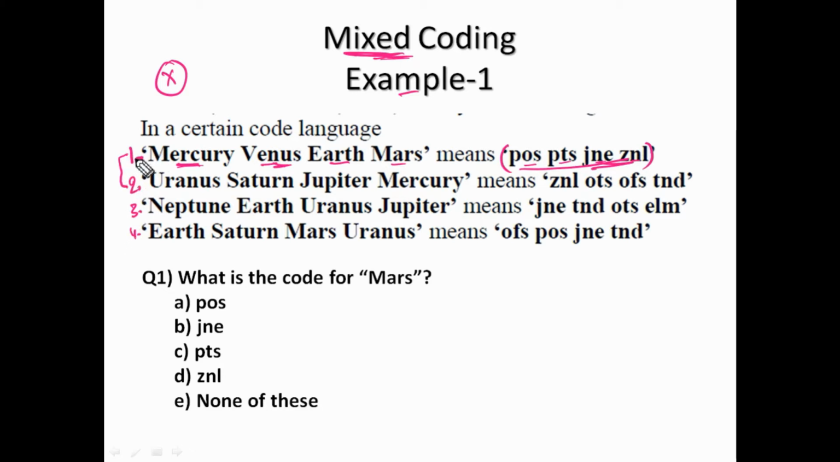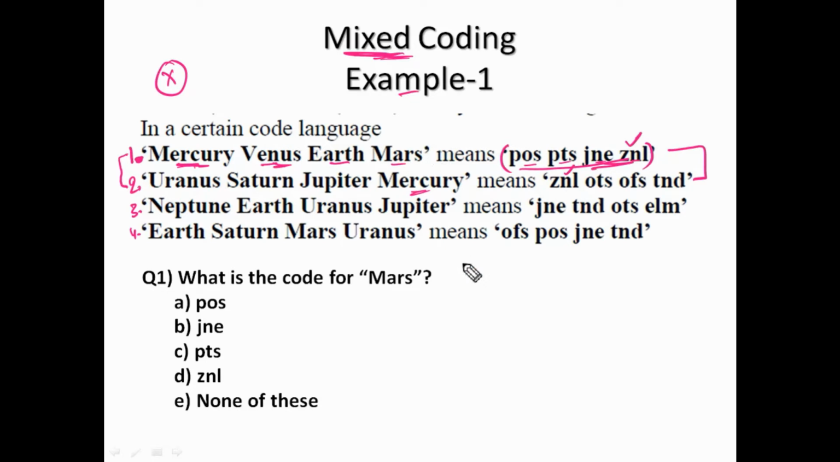Along with the first statement, if you take the second statement, then some common words are there in first and second statements. What is the common word? Mercury is common. So corresponding to this common word, there will be a common code in the first 2 statements. What is the common code in the first 2 statements? ZNL. So ZNL is the code for Mercury. So this is the way to solve mixed coding questions.